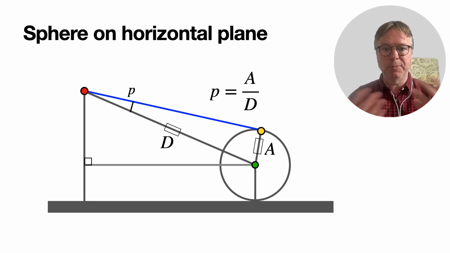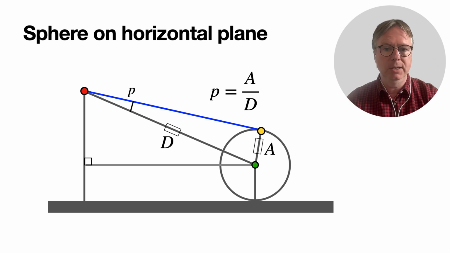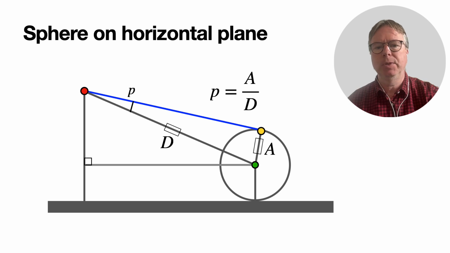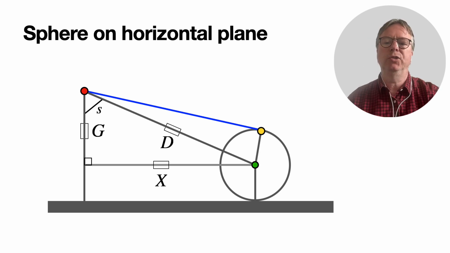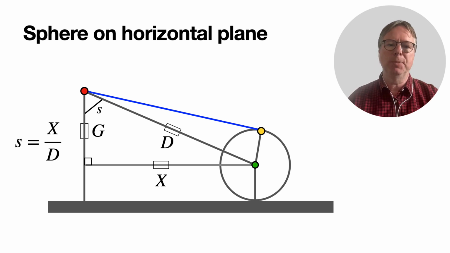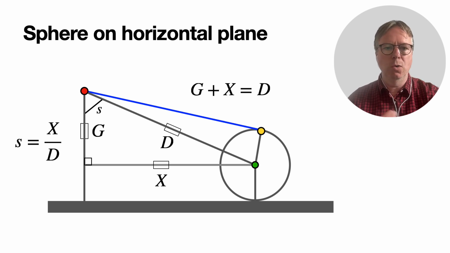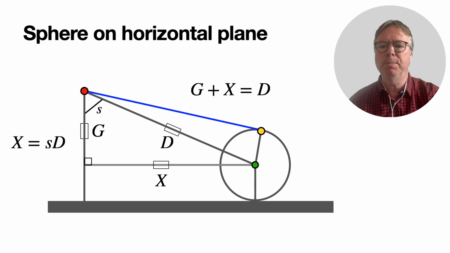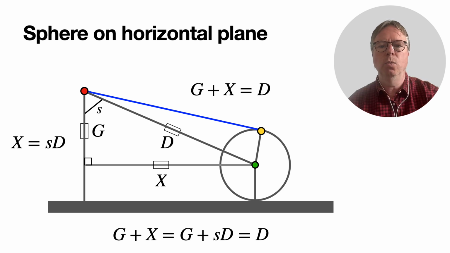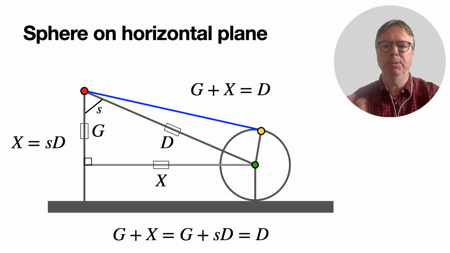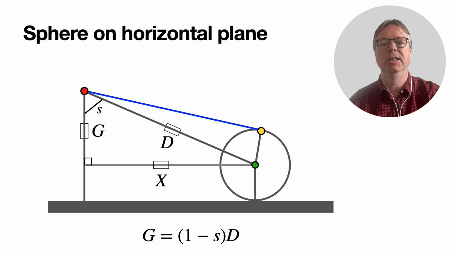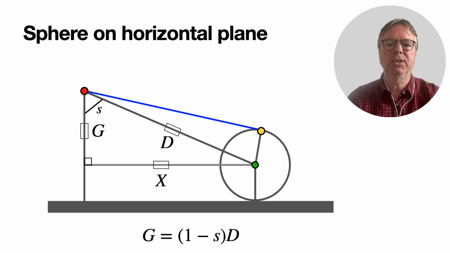So let's go over some things that we know. We know the visual spread P. It's simply A over D. We can go to the other right triangle, G, X, and D. And then we have the spread S, and that's the opposite quadrance over the hypotenuse quadrance, so X over D. And we also know, because of Pythagoras, that G plus X is D. So if we express X as S times D, then we can apply Pythagoras, and G plus S D is D, and now G is simply (1 minus S) times D.